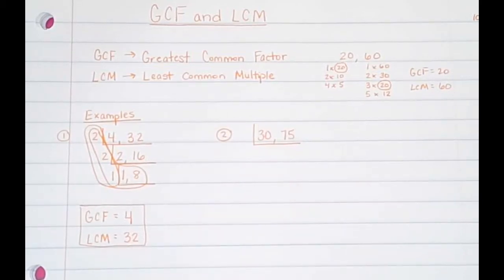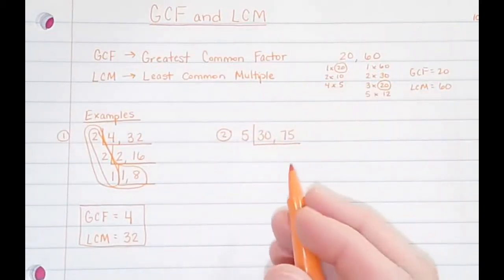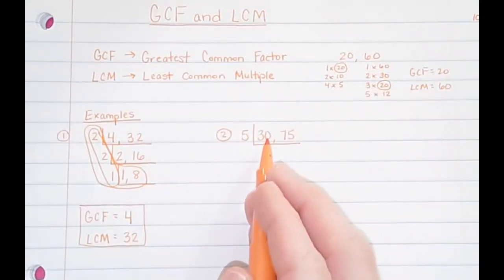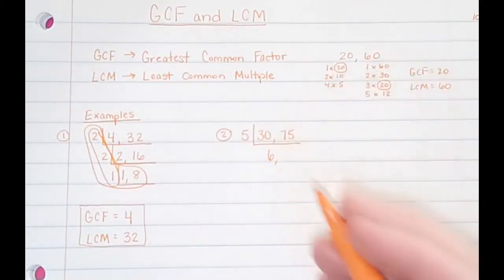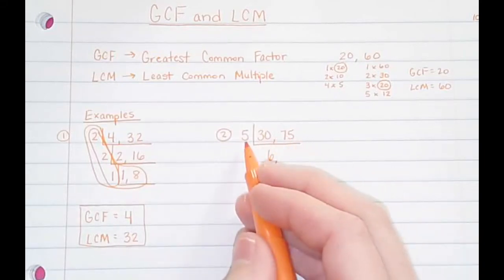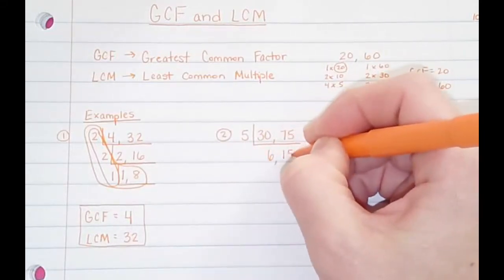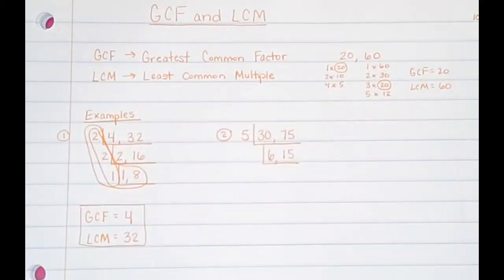Okay? So now you say 30 divided by 5 is going to give me 6. All right, 75 divided by 5 gives me 15. Okay. What's the number that goes into 6 and 15? A lot of people say 2. 2 doesn't go into 15, so it can't be 2. But 3 does work.